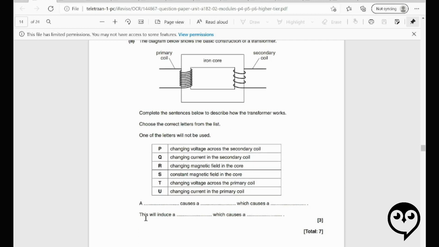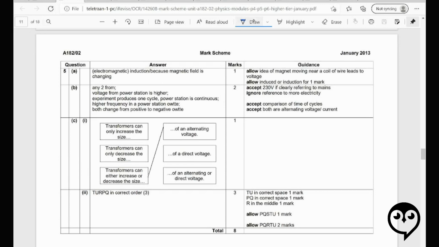Then this will induce a changing voltage across the coil because of electromagnetic induction. It produces a voltage. If the circuit is connected to something, then you will get a current. So you're not inducing a current which gets you a voltage. You're actually inducing a voltage across the secondary coil, and that will cause a changing current. Right, on to the answers here.